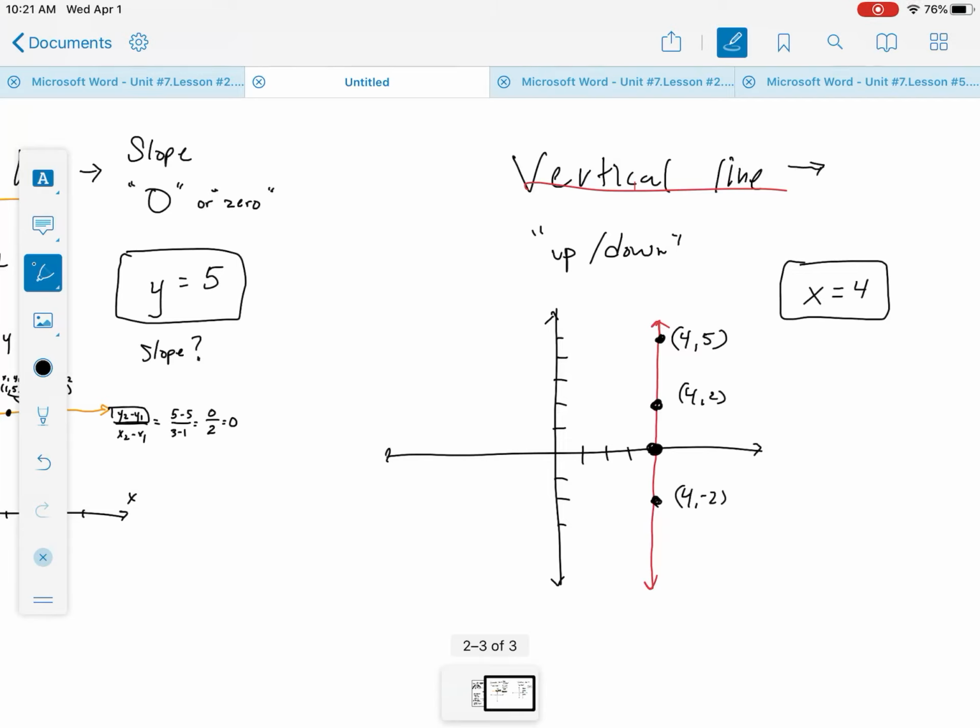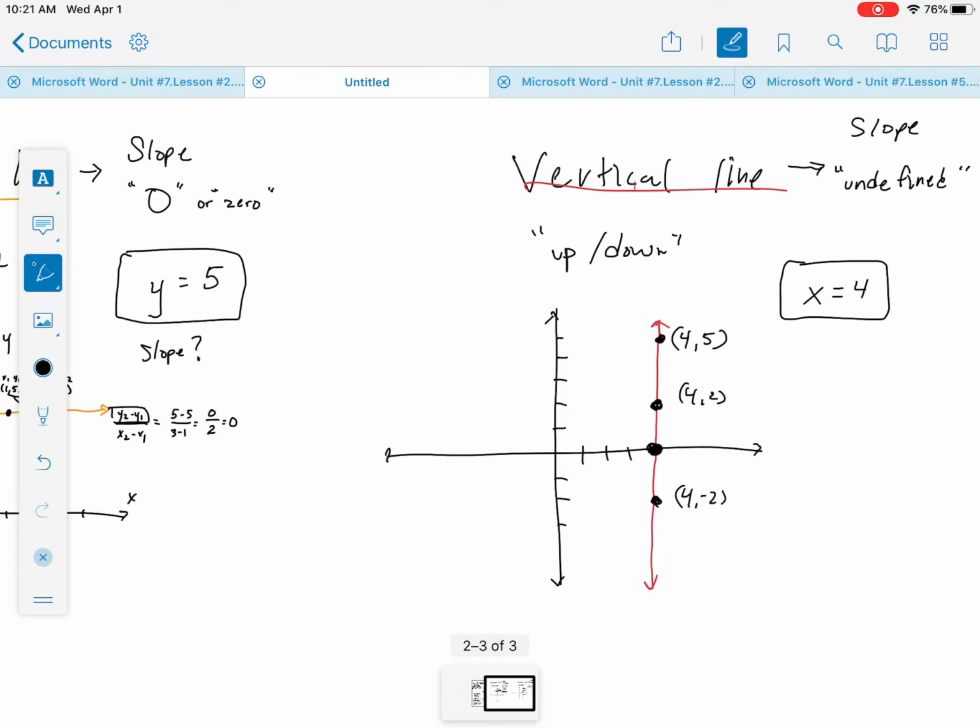Now, I know that the slope of any vertical line is that fancy slope we call undefined. Now, an undefined slope has a denominator or a run of 0. The change in x is 0. And I'm going to prove that to you right now.